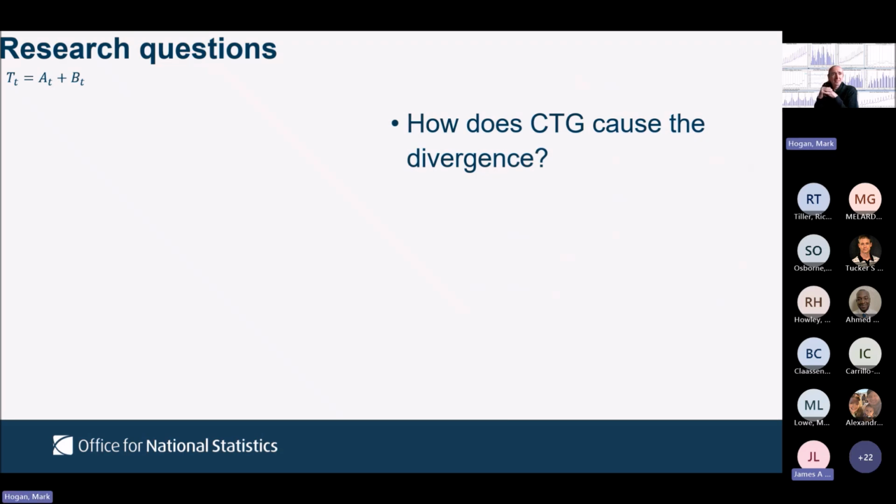So we'll assume that there's one series T, which is the aggregate of A and B. The growth for component A at time point T is the change in that component as a proportion of its previous value, all very straightforward. And the weight that I will refer to as the true weight is the value of the component in the previous period as a proportion of the total in the previous period.